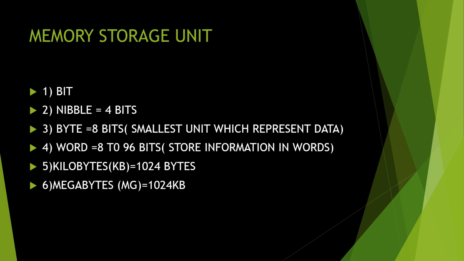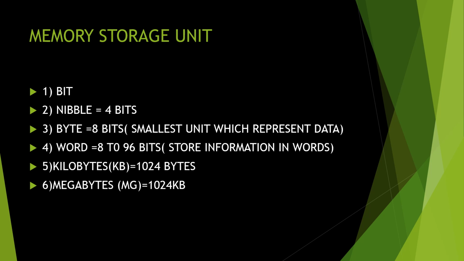Next is memory storage units. What are the memory storage units? Usually they ask the question from this side. Okay. Bit. We can see bit is the smallest form. Nibble is 4 bits. When 4 bits come together, it becomes a nibble. If it is 8 bits, then it becomes a byte. Okay, 8 bits, it becomes a byte. The smallest unit which represents data. Data content we can usually say in bits. Okay, so byte is the smallest unit. Smaller than byte, it is the bit.